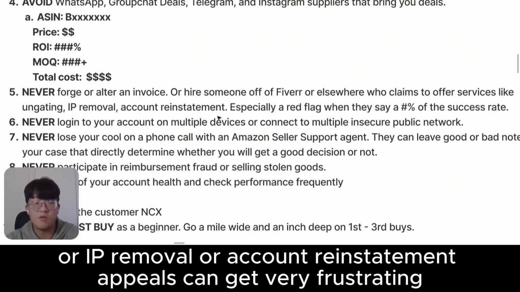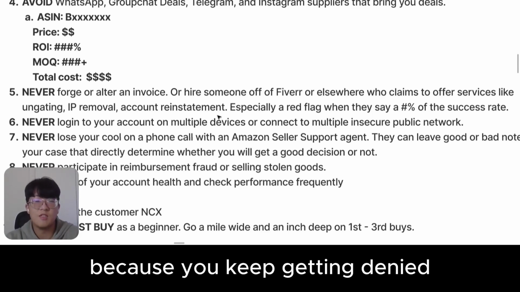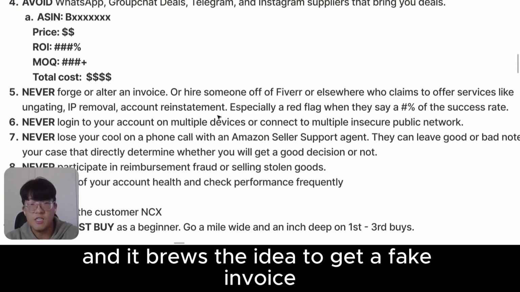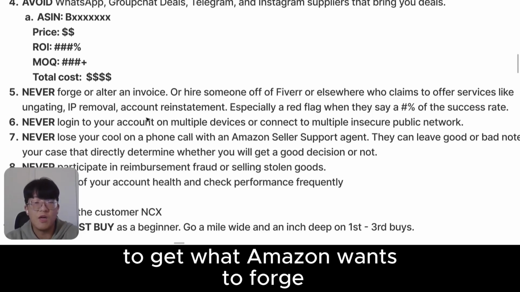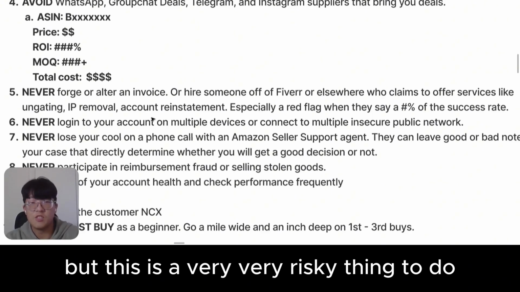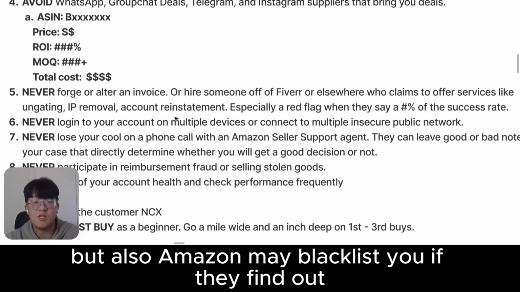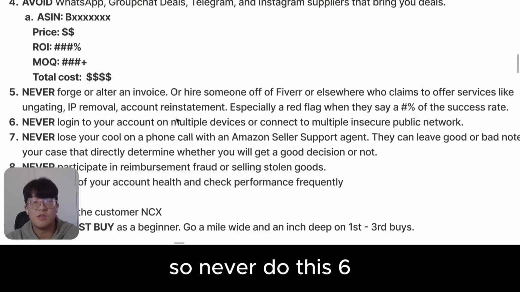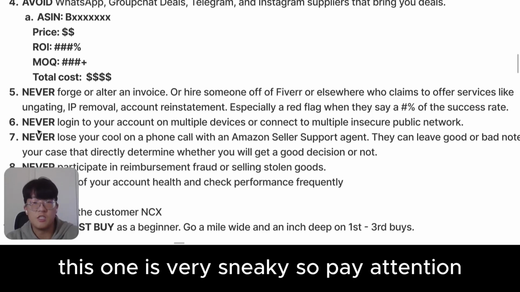Sometimes the ungating or IP removal or account reinstatement appeals can get very frustrating because you keep getting denied or keep getting the same response from Amazon. And they bring up the idea to get a fake invoice, to forge something that you can pack. But this is a very, very risky thing to do. Not only are you committing fraud, but Amazon may also blacklist you if they find out. They will cut out all the hope you have to reinstate your account. So never do this.